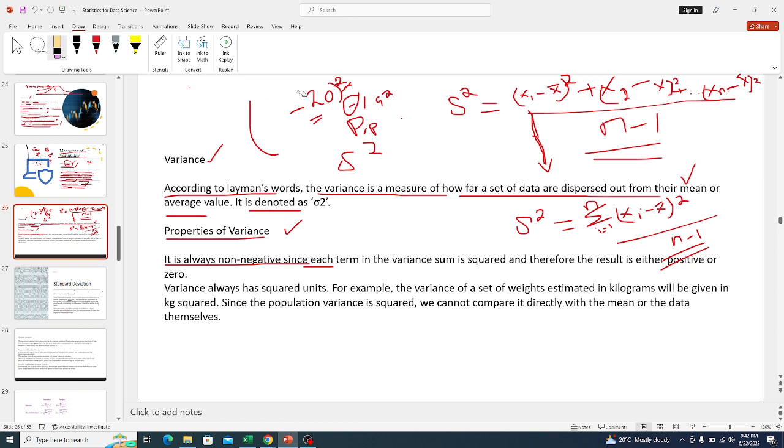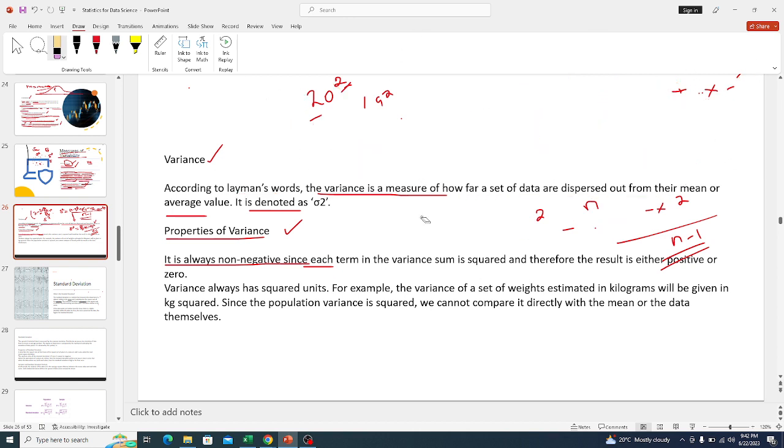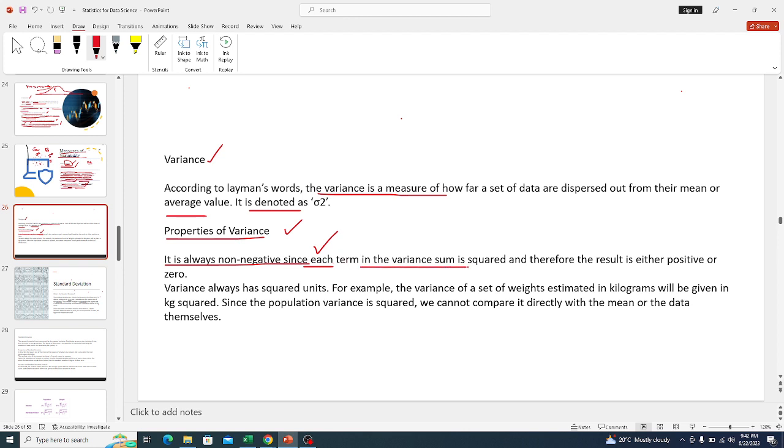All right, so that was just a by the way. That was just the mathematical formula for variance. So we were saying that it is always non-negative, since each term in the variance sum is squared, and the result is either positive or 0. Then variance always has squared units.